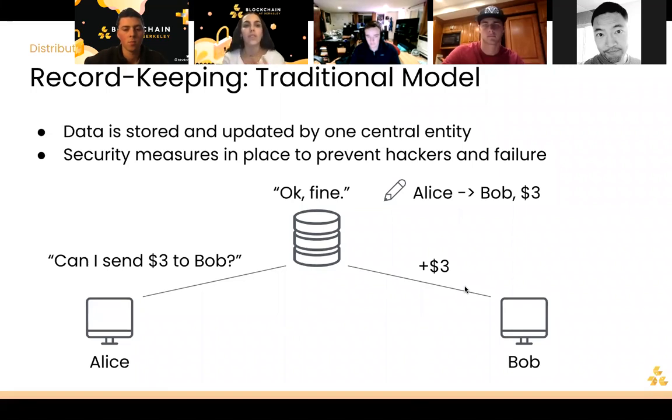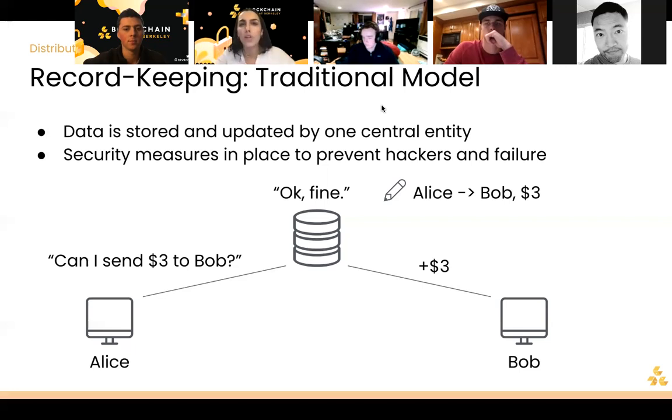We can think of data being stored and updated by one central entity, like a bank. If Alice wants to send $3 to Bob, she has to ask the bank, can I send $3 to Bob? The bank will say, okay, sure, and then send those $3 to Bob. This is super convenient, because if Alice doesn't know Bob will follow through, the bank ensures it, like an inbuilt contract. It's a third party that both Alice and Bob trust without necessarily trusting each other. The bank will have security measures in place to prevent hackers and failures.